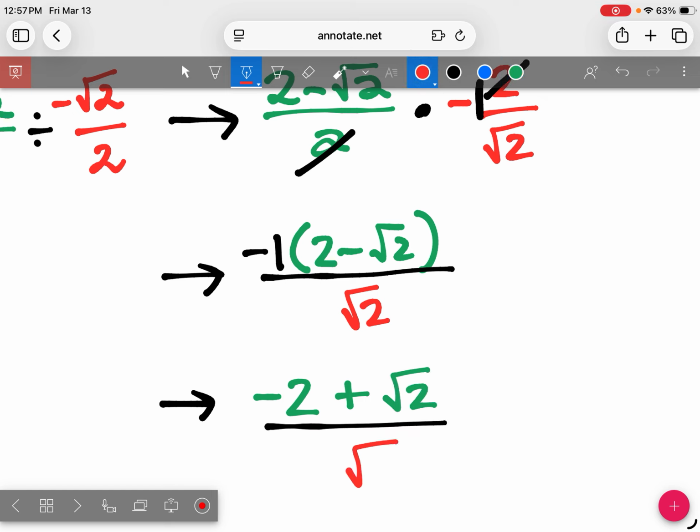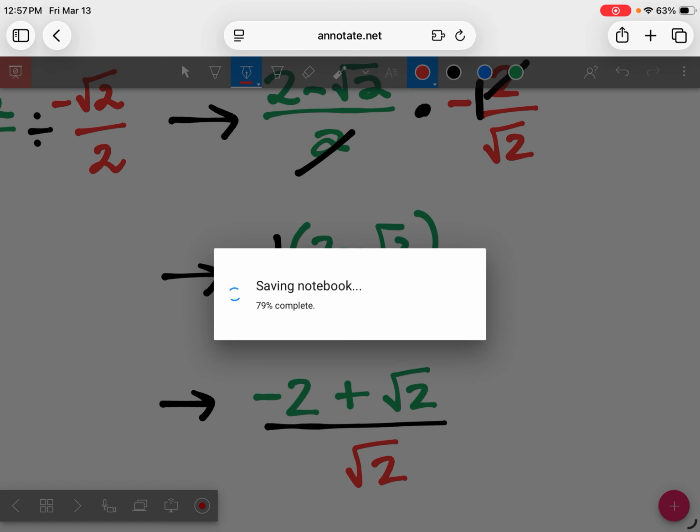Okay. We are almost done. What's the problem? What'd you say, Miles? The square root in the denominator. We got to get rid of it.